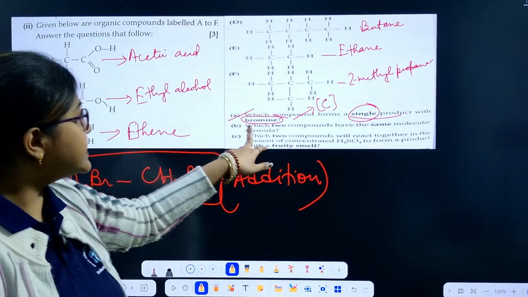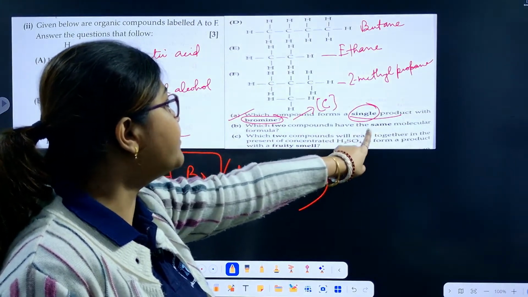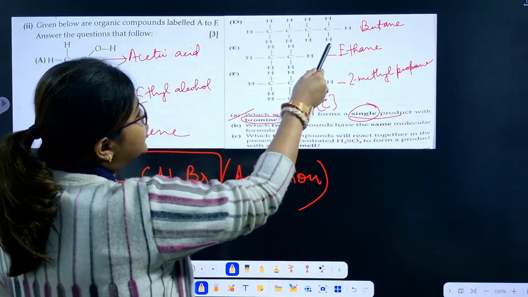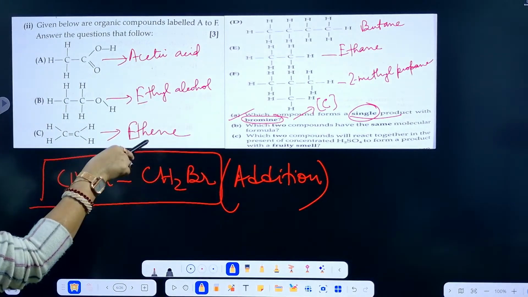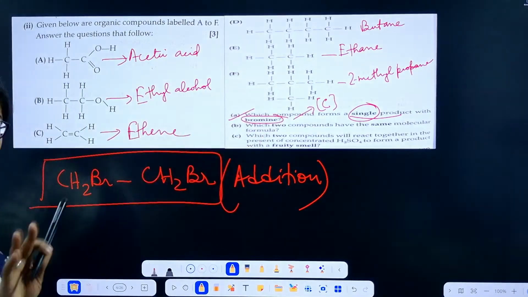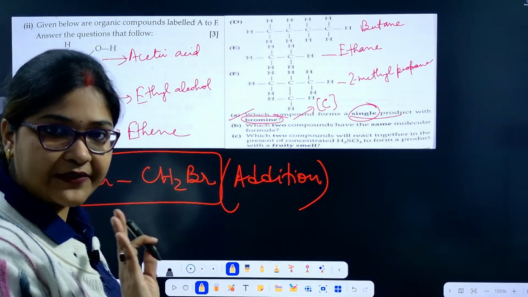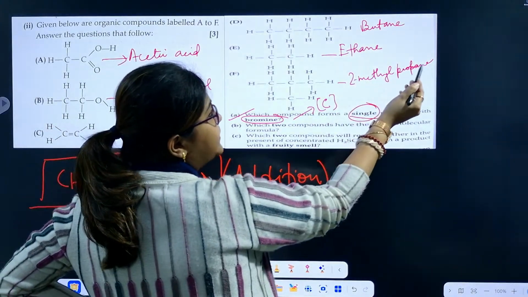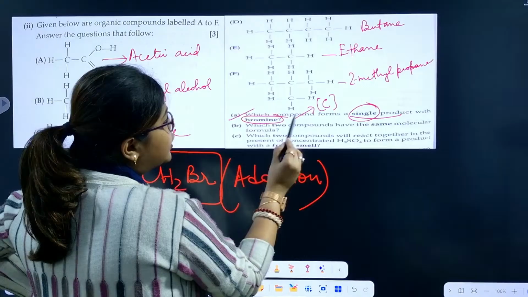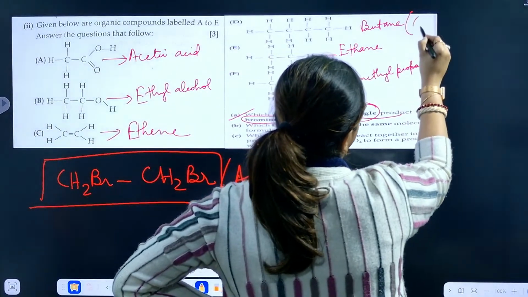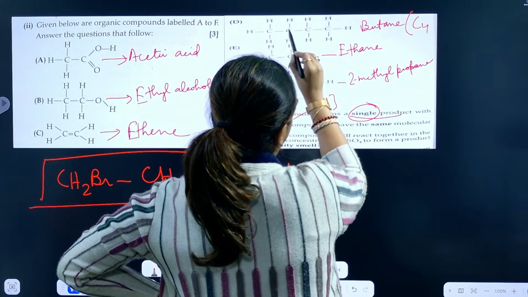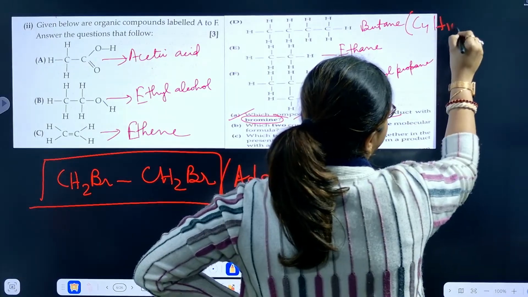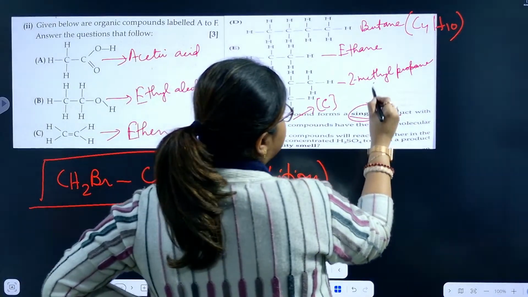Okay. Next is, which two compounds have the same molecular formula? If you take acetic acid, ethyl alcohol, ethene, ethane, as you can see from the representation, they don't have the same molecular formula. But if you take butane and 2-methyl propane, you see the molecular formula. That means if you write, this will be C4, and how many hydrogens? 1, 2, 3, 4, 5, 6, 7, 8, 9, 10. H10. Okay. And 2-methyl propane.